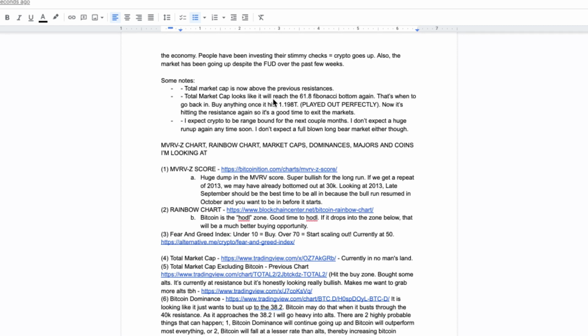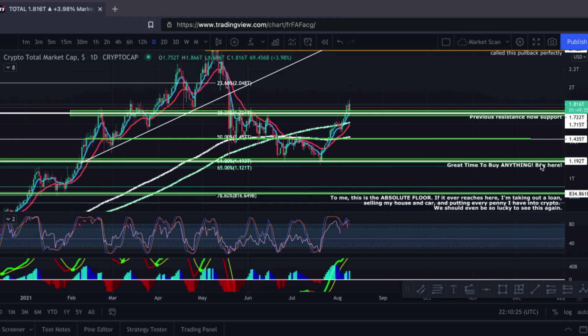So total market cap looks like it will reach the 61.8 Fibonacci again. That's when to go back in, buy anything once it hits the 1.198 trillion market cap. Played out perfectly. Now it's hitting the resistance again, so it's a good time to exit the market. So it did hit the 1.192, or 1.198. That is what I was like, buy here, buy here, buy here.